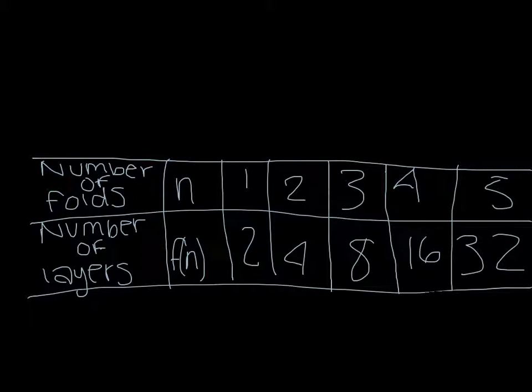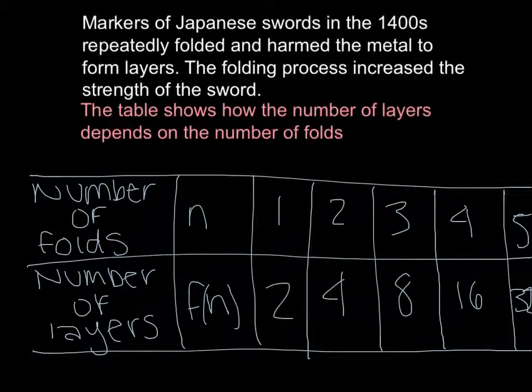So today we'll be looking at constructing recursive and explicit rules for a given geometric sequence. Makers of Japanese swords in the 1400s repeatedly folded and hardened the metal to form layers. The folding process increased the strength of the sword. The table shows how the number of layers depends on the number of folds.